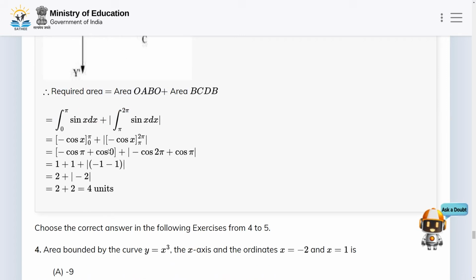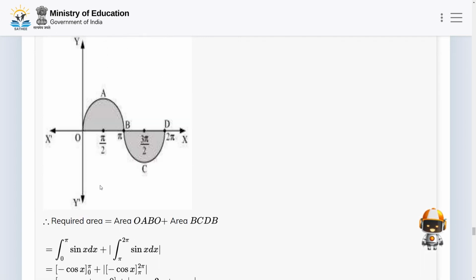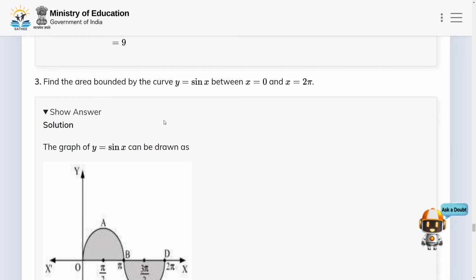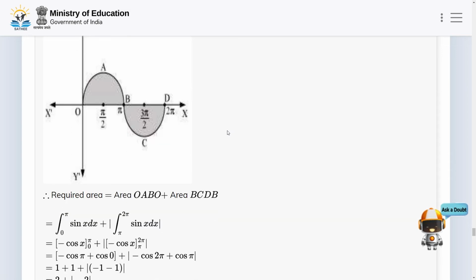Now apply the respective theorems. You will get your final answer as 1 plus 1 plus modulus of -1 minus 1. This means 2 plus modulus of -2. This means 2 plus 2 is equal to 4 square units, which will be your required area bounded by the curve y equals sin x from 0 to 2 pi on the x-axis. Clear? I hope it is clear to you. Very simple things we are doing.